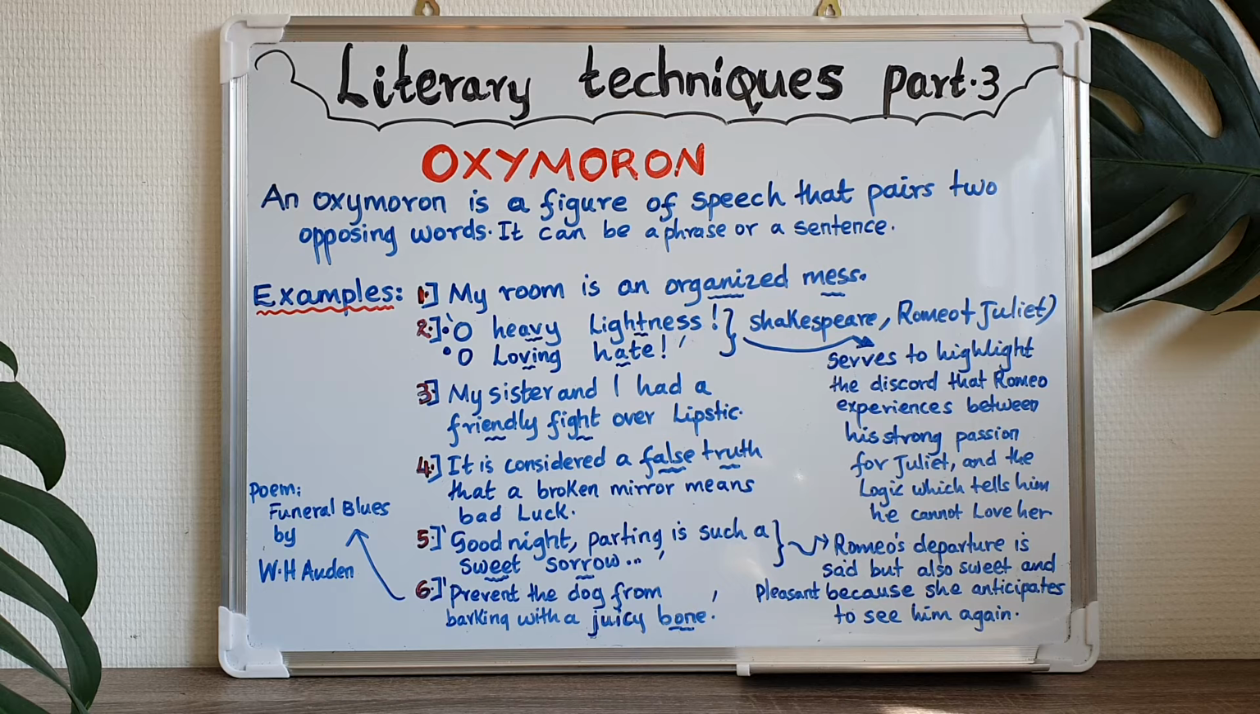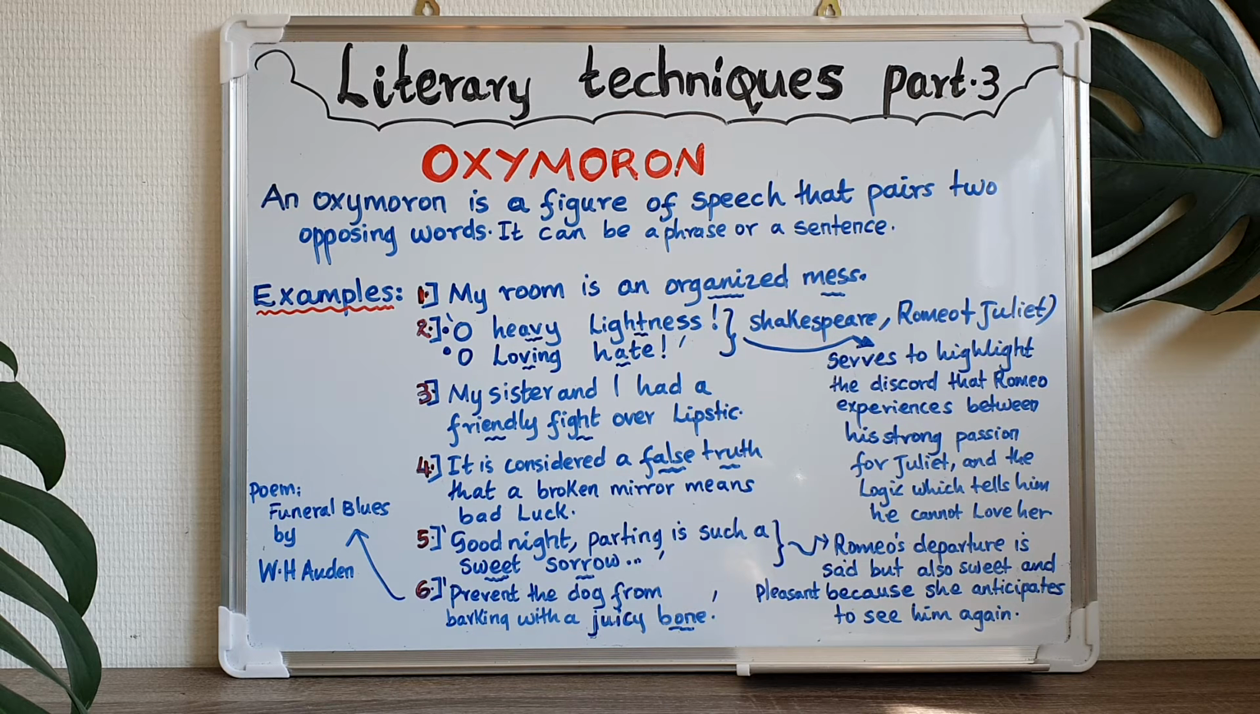An oxymoron is a figure of speech that pairs two opposing words together. So two words that are opposite in meanings are placed together. They are paired together. It can be within a phrase or within a sentence. Let us look at some examples.